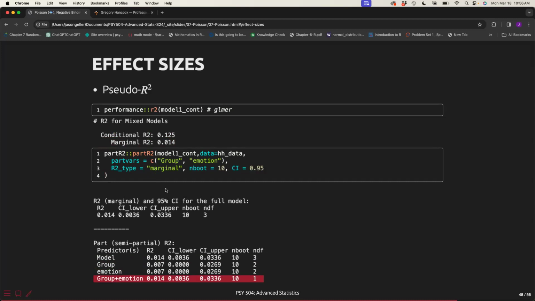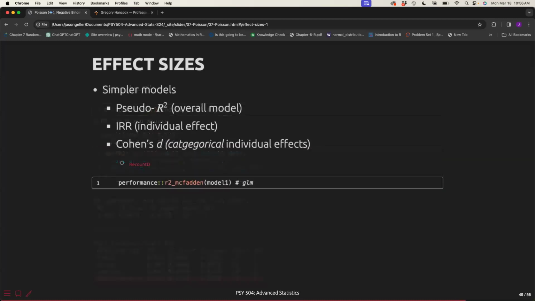And we can also use the IRR as an effect size measure. That's commonly used in the literature, but we can use all of these things for multi-level models. For simpler models, so if we have non-nested data, we can use the pseudo R squared. We used McFadden's R squared previously, so we can use that for our models here. We can also use the IRR for individual effects.